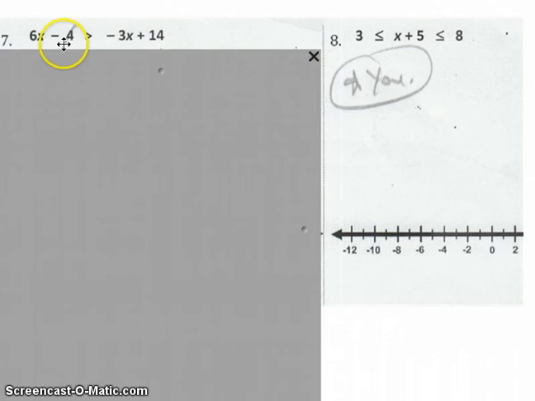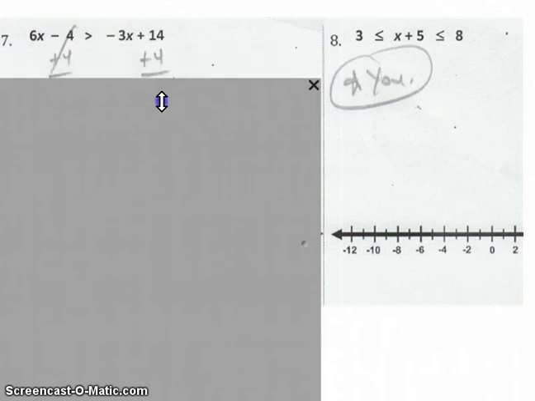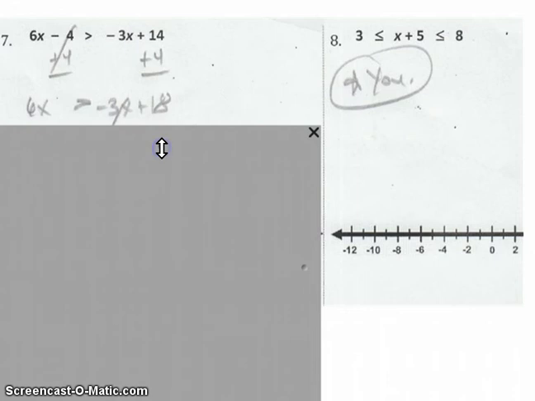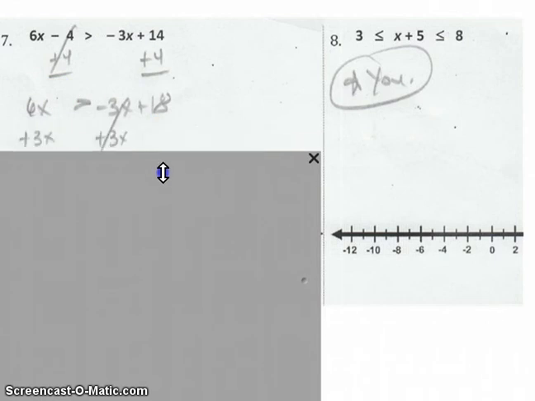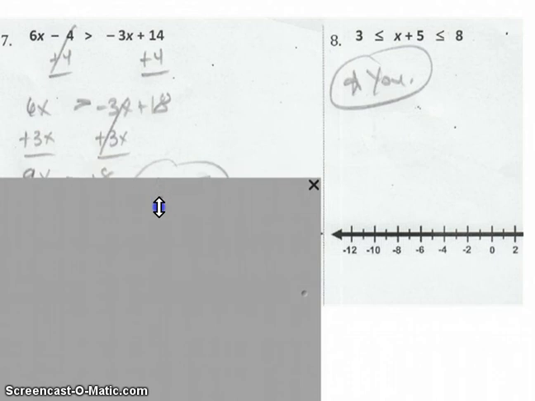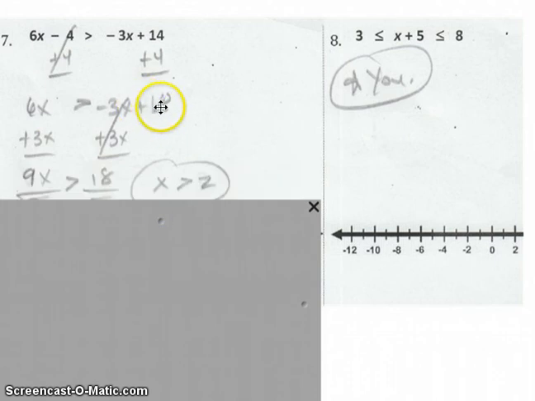But first I'm going to move the 4. And to get rid of a negative 4, I'm going to add 4 to both sides. Now I'm going to end up with just 6x on the left, and it becomes negative 3x plus 18 on the right. And then I move the negative 3x over. I do that by adding 3x to both sides. Now on the left side, I'm going to have 9x, and I'm just left with 18 on the right.